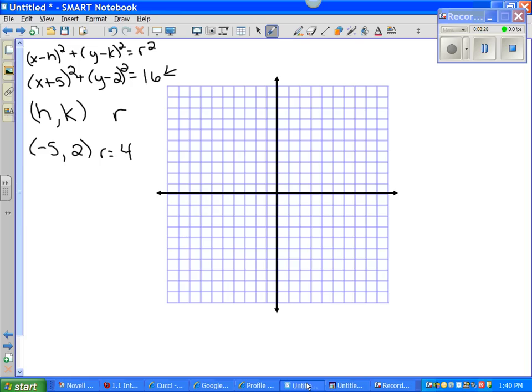Okay, so center is at negative 5, 2. Radius is 4. So the first thing we do is place our center, negative 5, 2. And then the next thing we do is place our radius. From the center we go up 4, we go to the right 4, we go to the left 4, and we go down 4. And from that, we can create a terrible looking circle. I apologize. A circle with a radius of 4 and a center of negative 5, 2. And of course, you should label it with its appropriate location. And again, that's review, so this shouldn't be new for you guys.